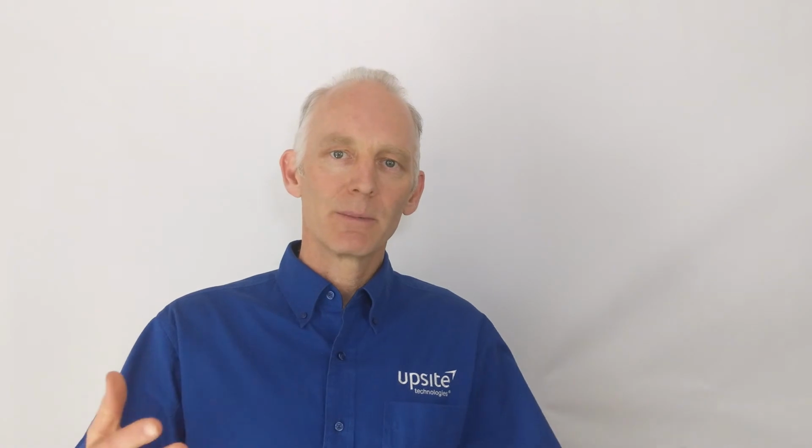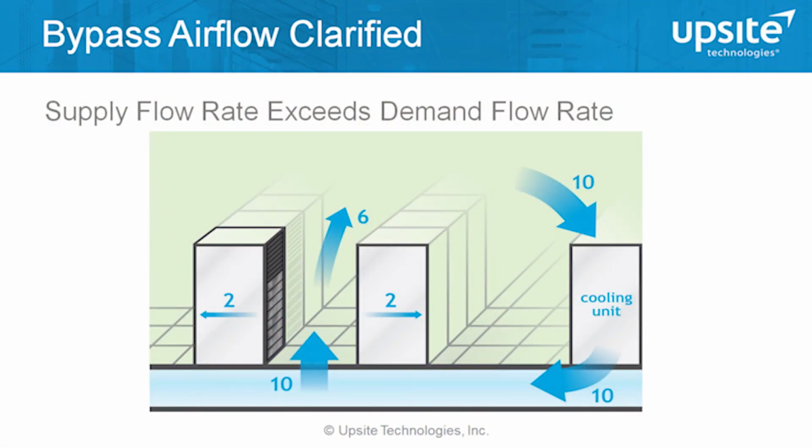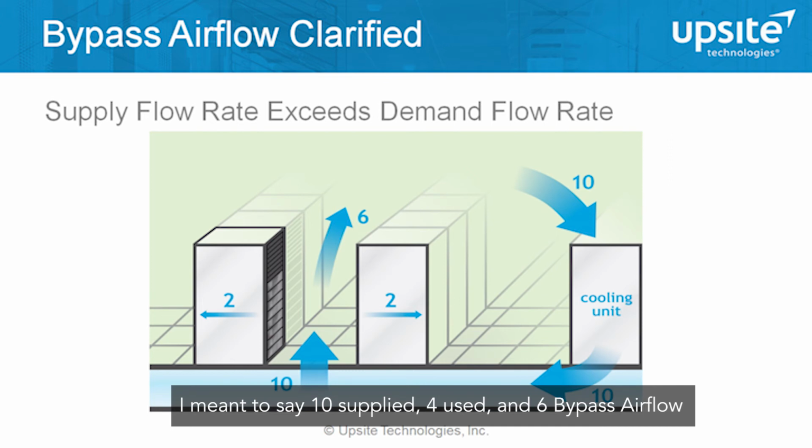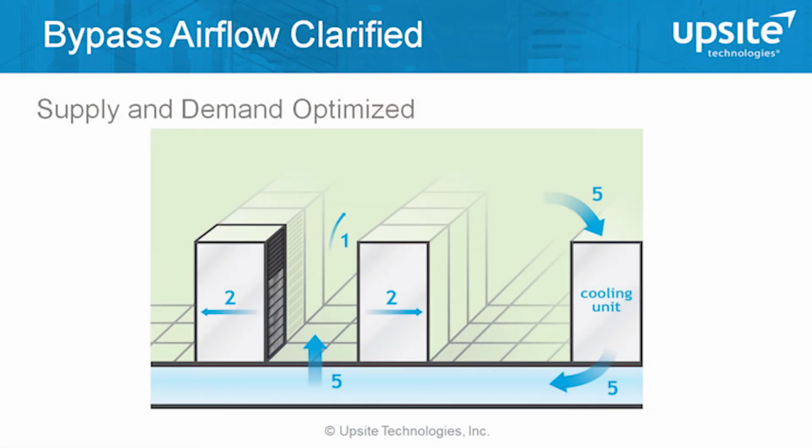So let's look a little bit at this bypass airflow consideration and balancing this air. In this diagram you see that there are 6 units of air supplied to the cold aisle, but the IT equipment only needs a total of 4 units of air. So there's going to be 2 units of bypass airflow flowing out of this cold aisle going back to the cooling units. The right thing to do is to have just a little bit more supply air delivered to the aisle than is required by the IT equipment.